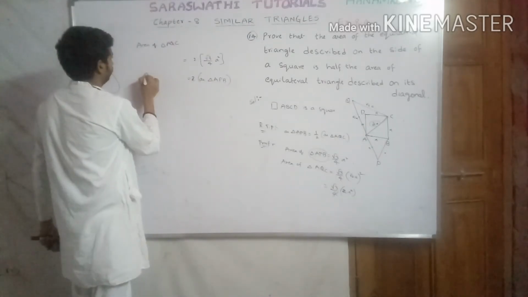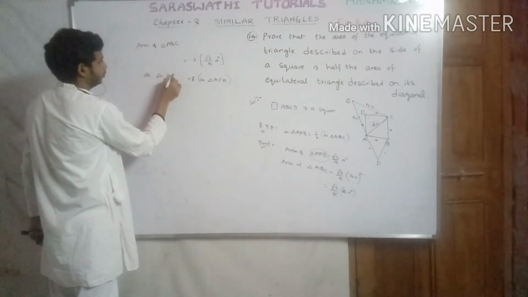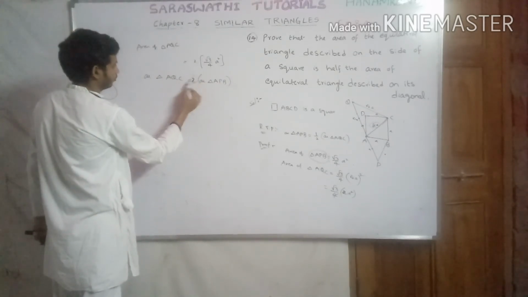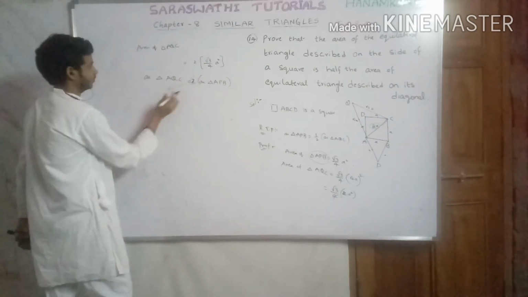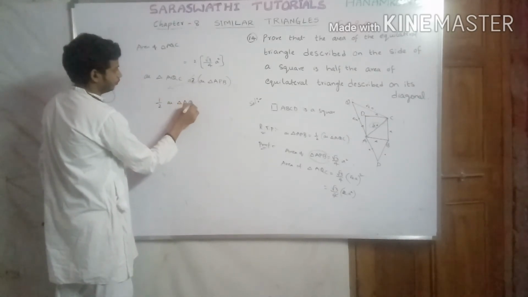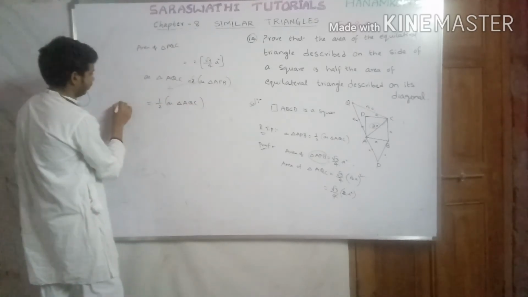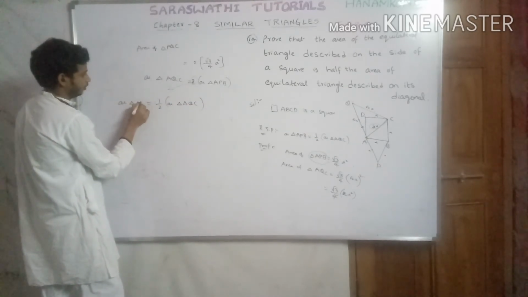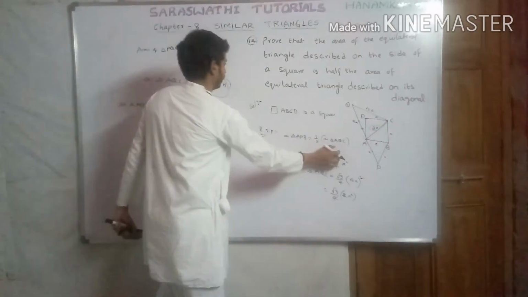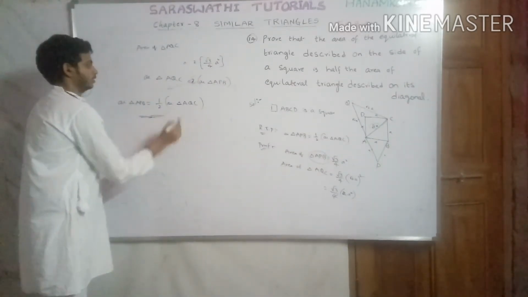So area of triangle AQC equals 2 into area of triangle APB. This 2 comes to the left side and divides the left side term. That means half of area of triangle AQC equals area of triangle APB. So area of triangle APB equals half of area of triangle AQC. So this is the required proof.